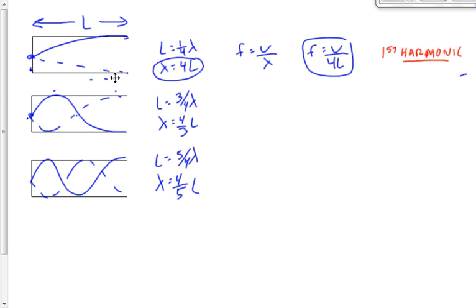Next. Again, we say F is equal to V over lambda, but this time lambda is 4/3 L. F is equal to V over 4/3 L. Or if we simplify it, we say F is equal to 3 over 4 times V over L.